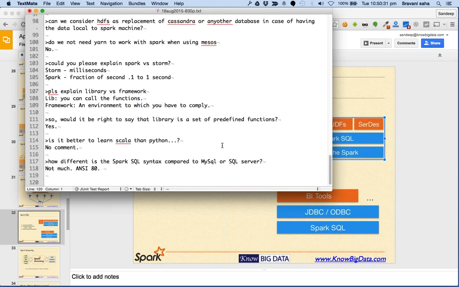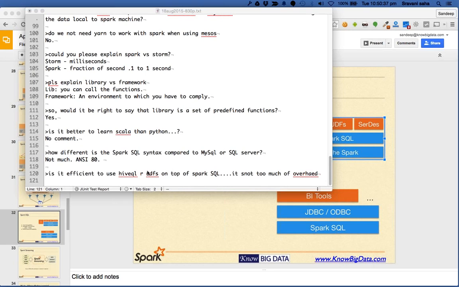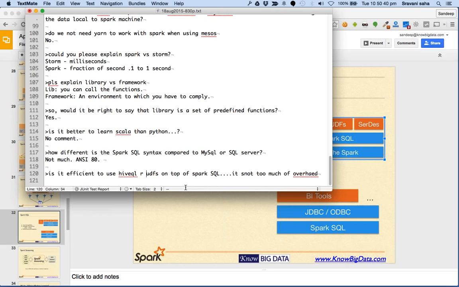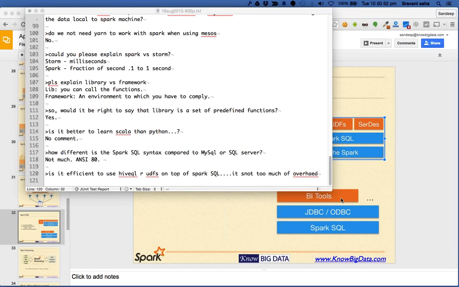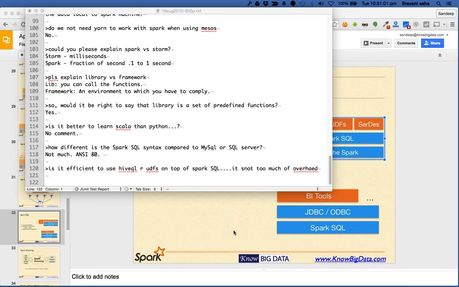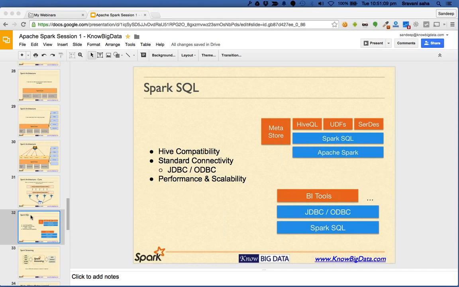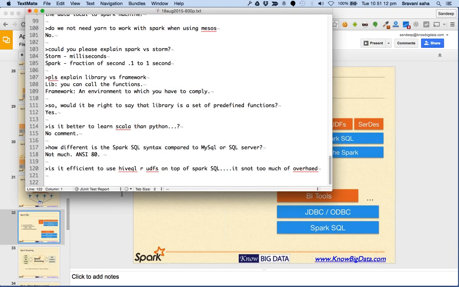Good question. Now we have a question from Mahen. Is it efficient to use HiveQL versus HDFS on top of Spark SQL? It's the same thing. If you are running HiveQL or Spark SQL on Apache Spark, it won't be too much of a difference. Spark SQL understands both of those.